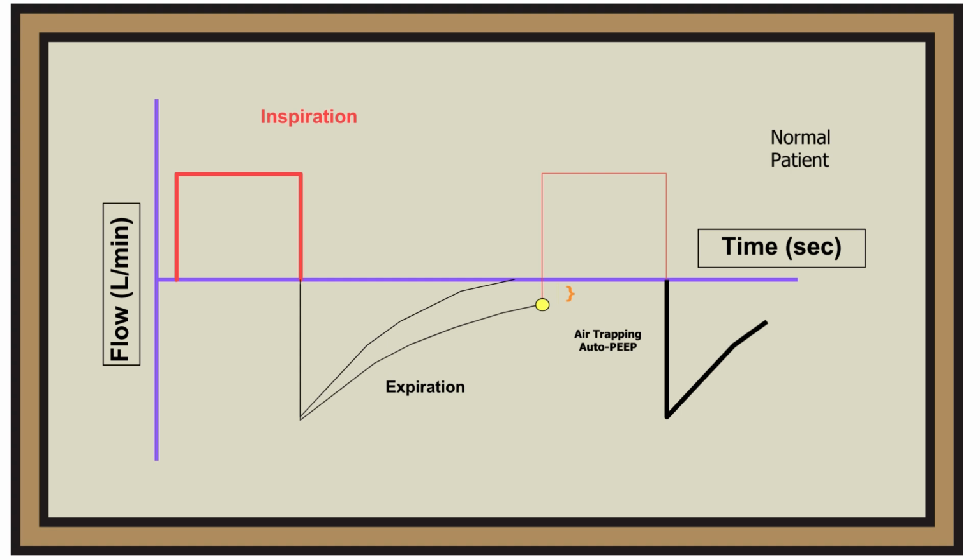Normally, expiratory flow returns to the baseline prior to the next breath. In the event that the expiratory flow does not return to the zero, and the subsequent inspiration begins below the baseline, this is auto PEEP. Auto PEEP or air trapping is present as you see in this graph.